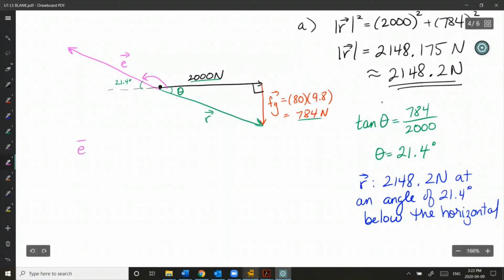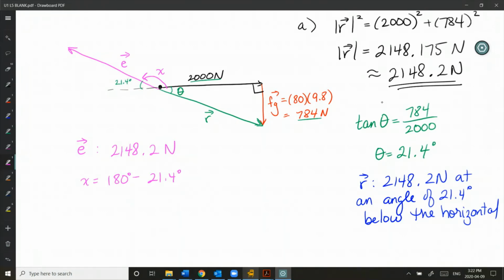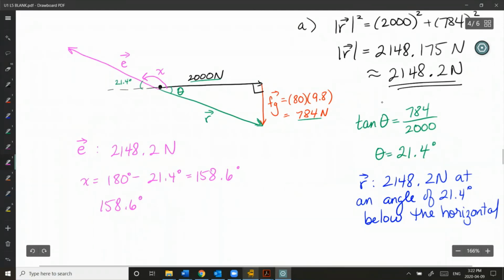So the equilibrant vector needs to be equal in magnitude, so it's going to be exactly equal to that resultant force, but opposite in direction. So in order to find, let's call this x, I'm going to subtract 21.4 from 180, giving us 158.6 degrees. So we're going to state the direction as 158.6 degrees to the horizontal, or maybe we'll say above the horizontal.